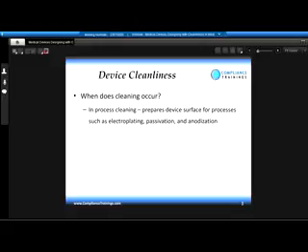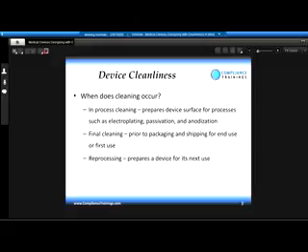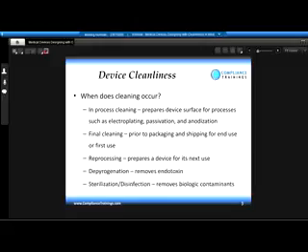Cleaning occurs in several different positions in your process. You've got your in-process cleaning, which prepares the device surface for processes such as electroplating, passivation, and anodization. You have a final cleaning step. Now, obviously, this is with the initial manufacturing process. This final cleaning prepares it for packaging and shipping for end use, or your first use in the case of a reprocessed device. Then you also have your reprocess cleaning, which prepares a device for its next use.